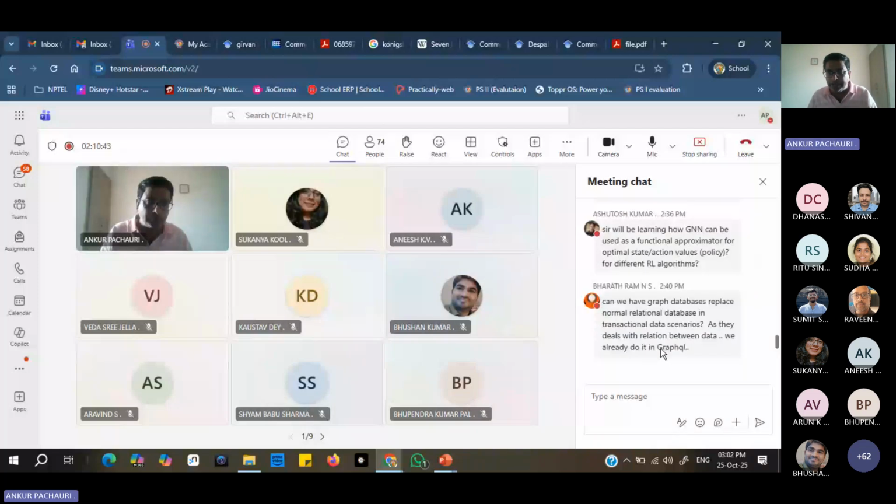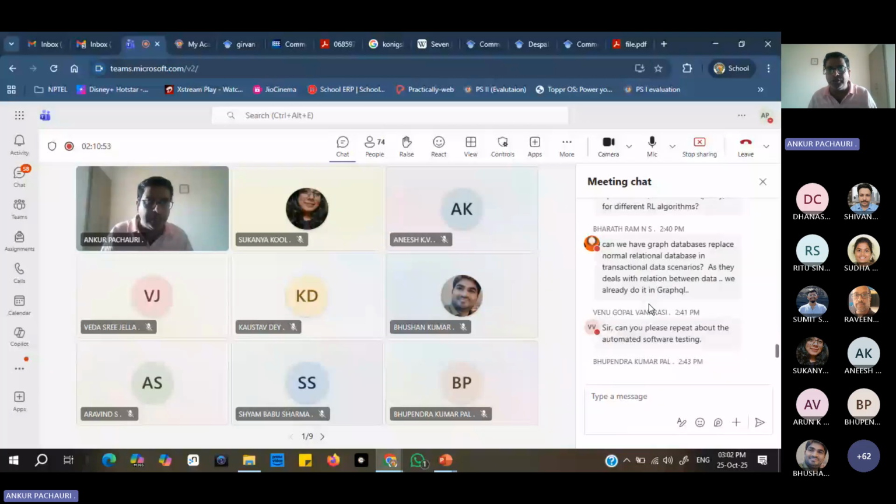Can we have graph database replace normal relational database in transaction data scenarios? Yes, we can, as they deal with the relation between data. We already used GraphQL, a graph query language. GraphQL is a tool that is used for the mining purpose. Now we are one step ahead of graph mining. We are moving into the area of classification. So graph classification, node classification, and edge classification.